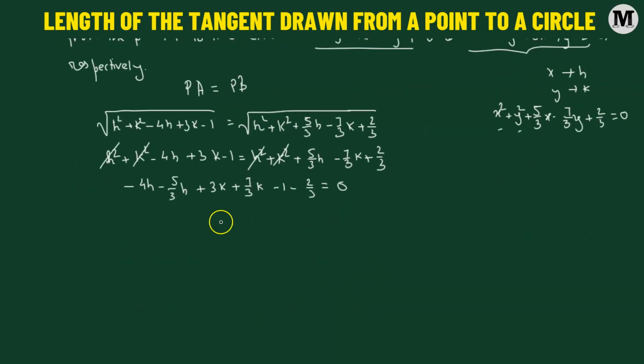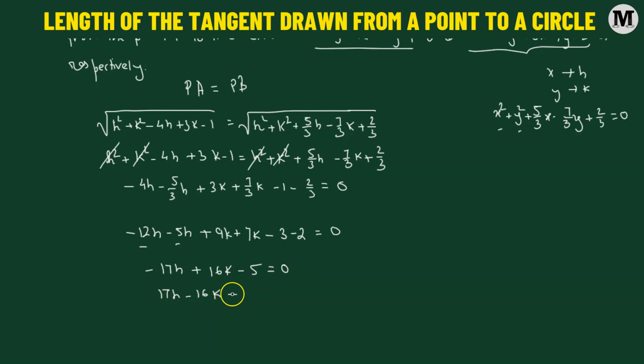Let's further simplify. We will multiply each term by 3. That's going to give us negative 12h minus 5h plus 9k plus 7k minus 3 minus 2 equals 0. Negative 12h and negative 5h give us negative 17h. 9k plus 7k is 16k, minus 5 equals 0. So let's multiply throughout by negative 1 to get 17h minus 16k plus 5 equals 0.